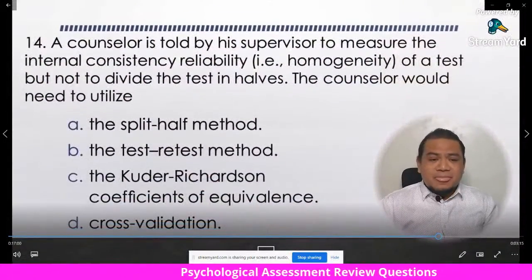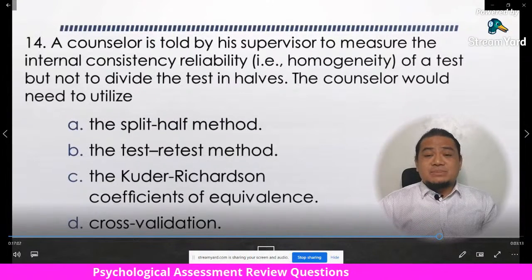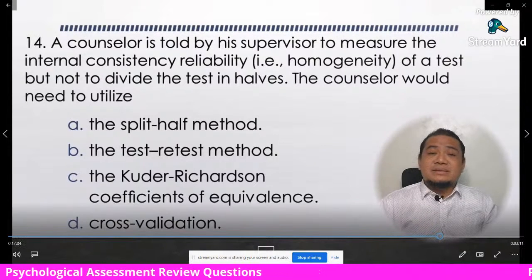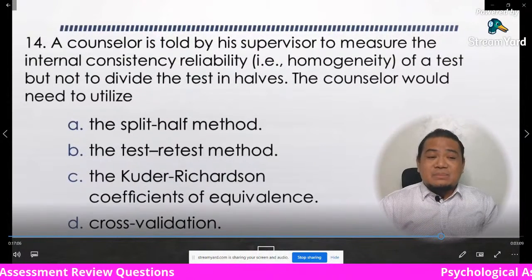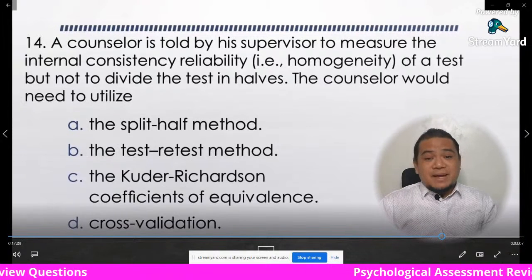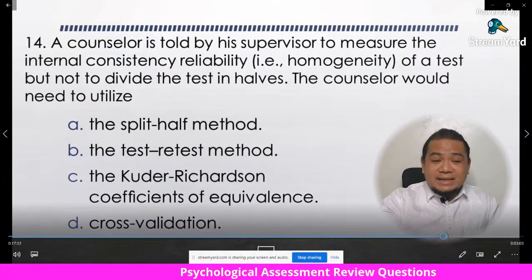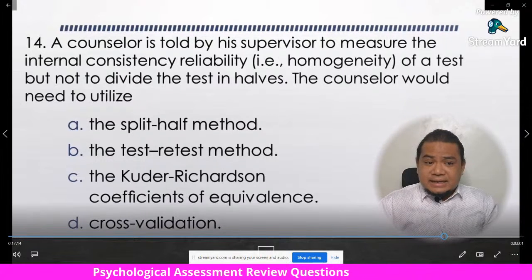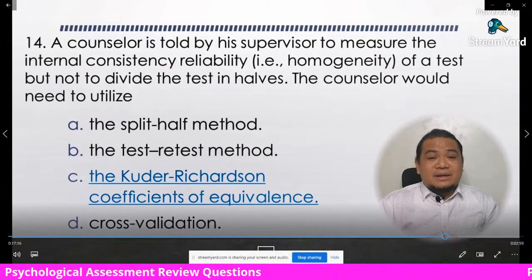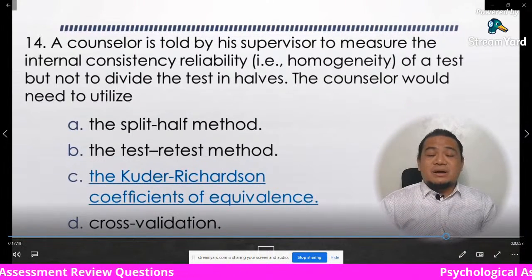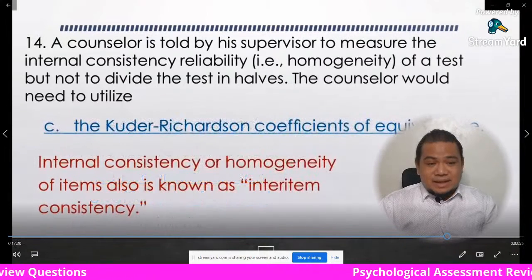Number 14, a counselor is told by his supervisor to measure the internal consistency reliability of a test, but not to divide the test in halves. The counselor would need to utilize, and the answer is letter C, the Kuder-Richardson coefficient of equivalence.